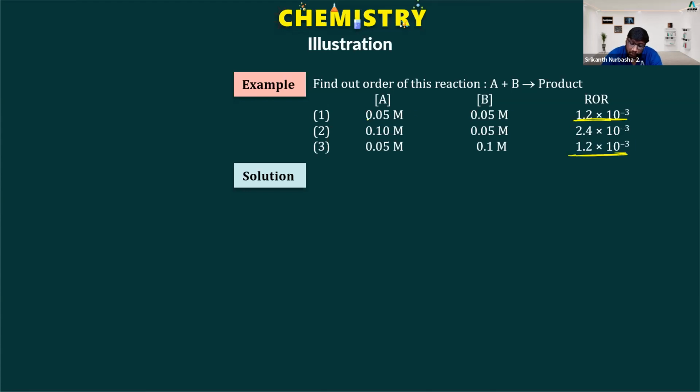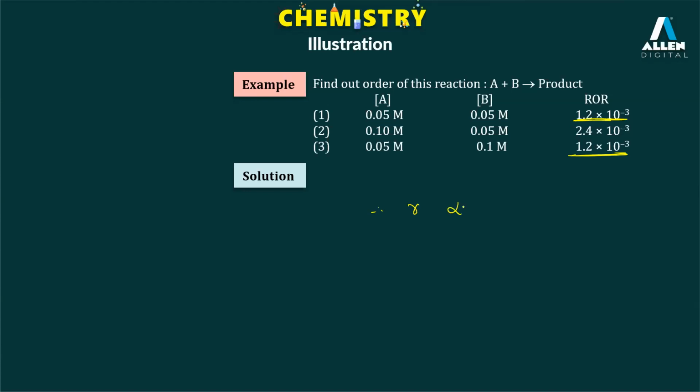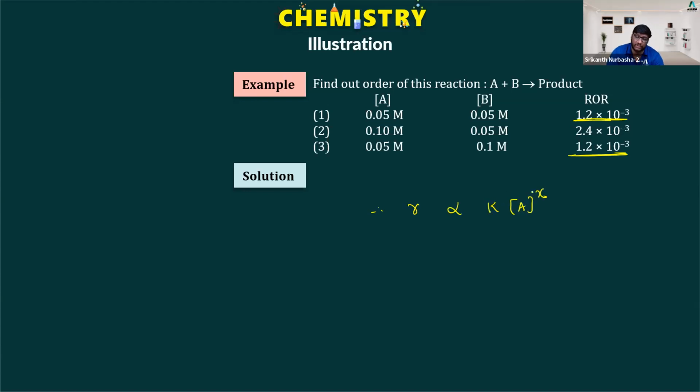Look at the data now. In the first experiment, concentration of A is 0.05, concentration of B is 0.05. Third experiment, concentration of A is 0.05, concentration of B is 0.1. That means from the first and third experiment, by keeping the concentration of A constant, even though I change the concentration of B, the rate of reaction is not changing. Yes, sir. Therefore, rate should be directly proportional to some constant K into concentration of A power X. There should not be any concentration of B, or you can write concentration of B power 0.